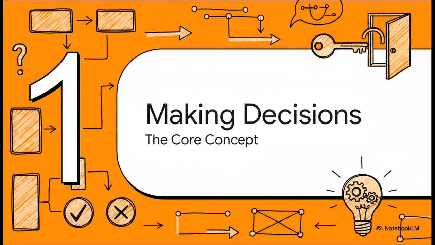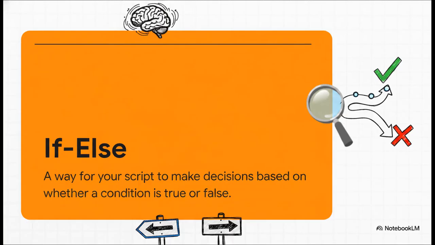Okay, let's kick things off with the core concept. Scripts that can actually make decisions. This is where we move beyond a script that just does what it's told to one that can react and adapt to what's happening. So, at its heart, if-else is basically the brain of your script.